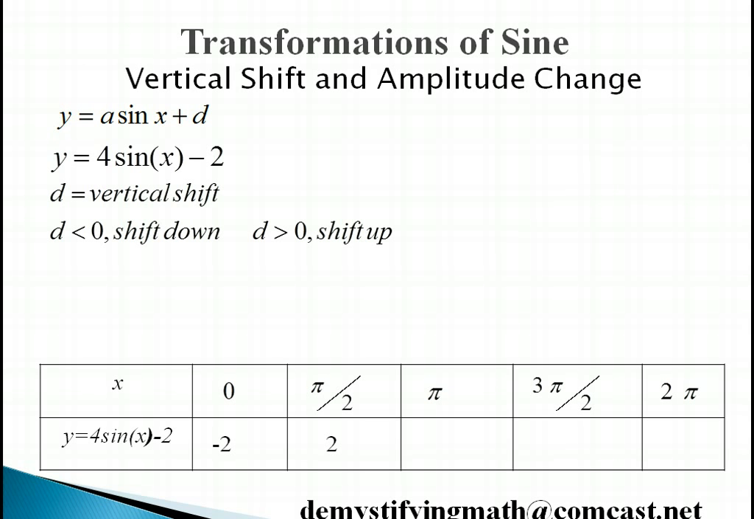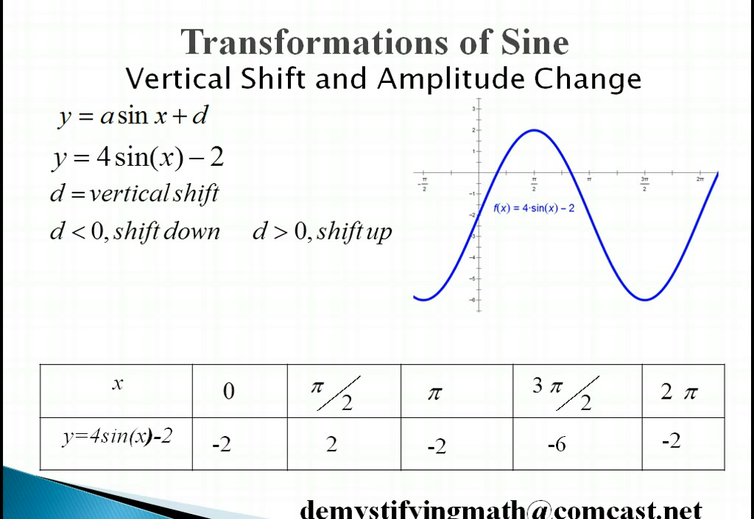At pi, we have a 0 again, so we're back at negative 2. At 3 pi over 2, that sine is negative 1. So we have negative 4 minus 2, which gives us out negative 6. At 2 pi, we're back to negative 2. Okay, so go ahead and plot your points and draw your curve. You should get a curve that looks similar to this one.